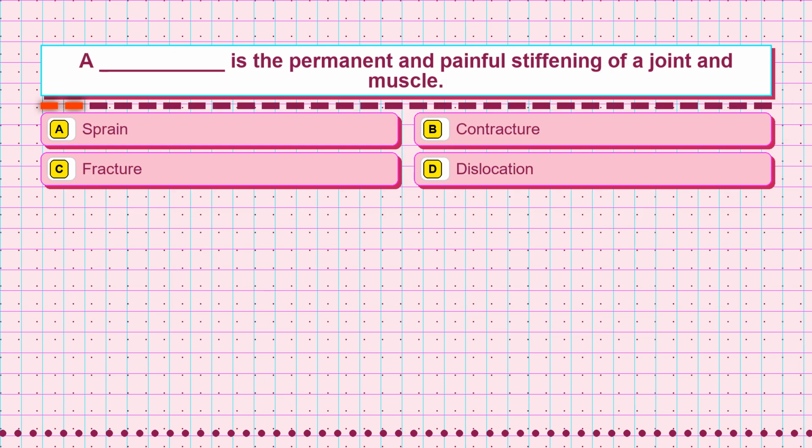Question 85. A blank is the permanent and painful stiffening of a joint and muscle. Option A. A sprain. Option B. A contracture. Option C. Fracture. Option D. Dislocation.